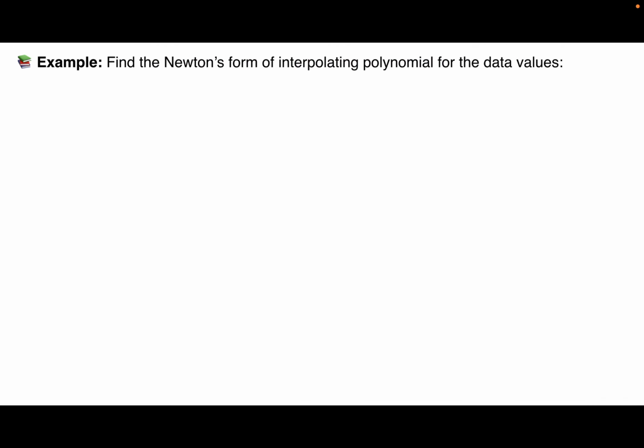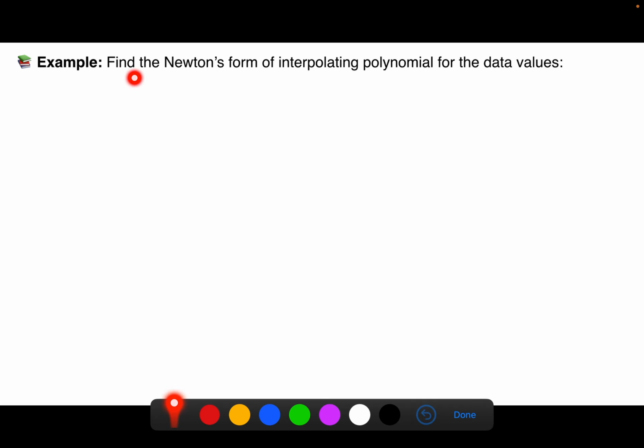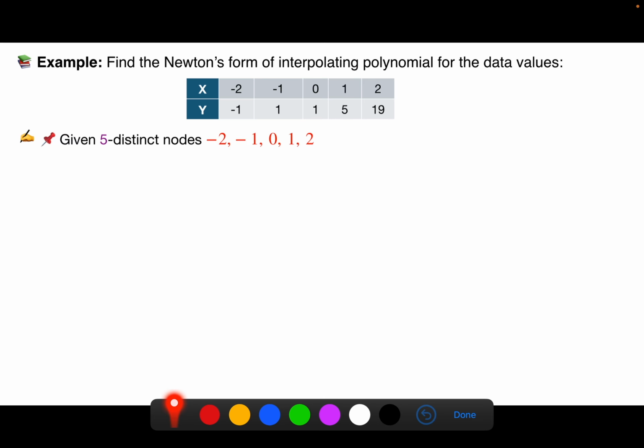Now we discuss an example. The example is: find Newton's form of interpolating polynomial for these data values. Here we are given 5 distinct nodes -2, -1, 0, 1 and 2, and corresponding function values are -1, 1, 1, 5 and 19. Since here we have 5 distinct nodes, the interpolating polynomial will be of degree at most 4, that is P4(x).